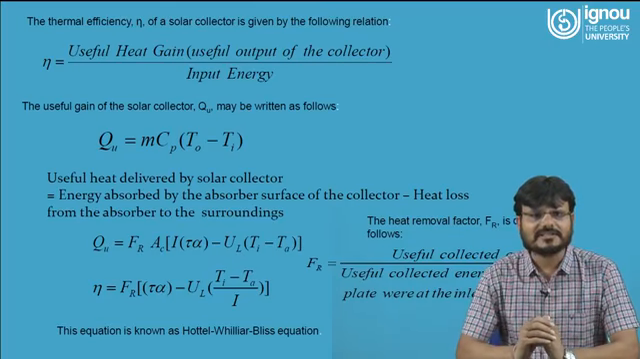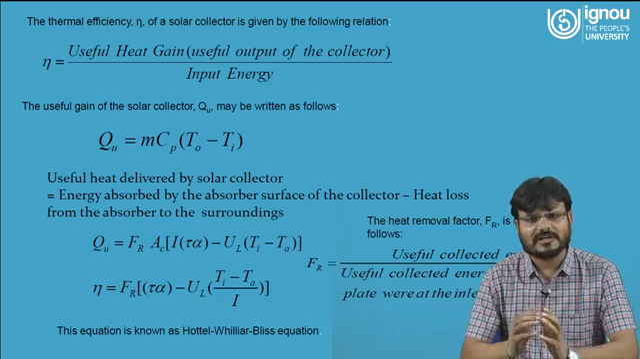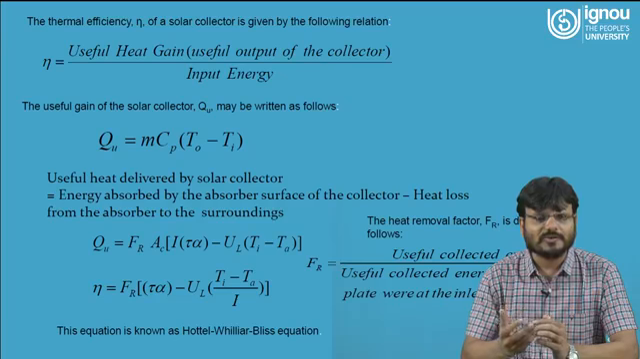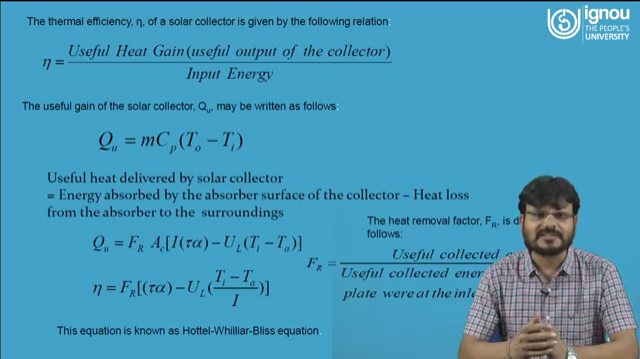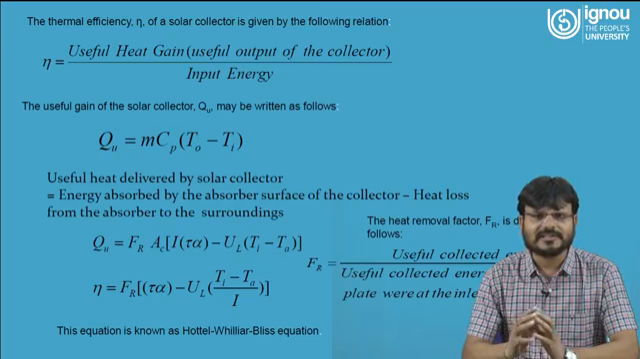Here you can understand the thermal efficiency of a solar collector is given by the following relation. Eta is equal to useful heat gain upon input energy. Efficiency is equal to what? Output upon input. And what is the output here? The output is nothing but thermal energy. And what is the thermal energy? Q_U, that is m Cp delta T. And delta T is what? T_O minus T_I, where T_O is the outlet air temperature and T_I is the inlet air temperature. The inlet air temperature is nothing but the ambient temperature.